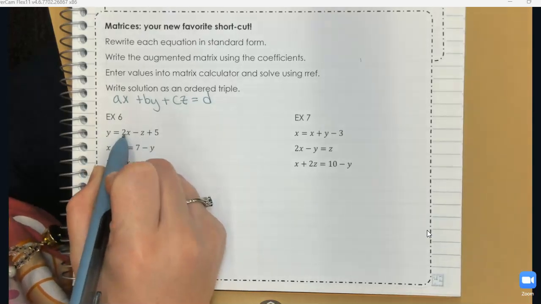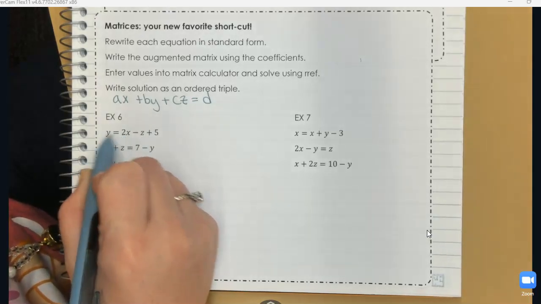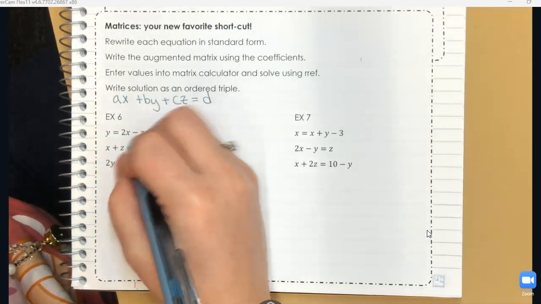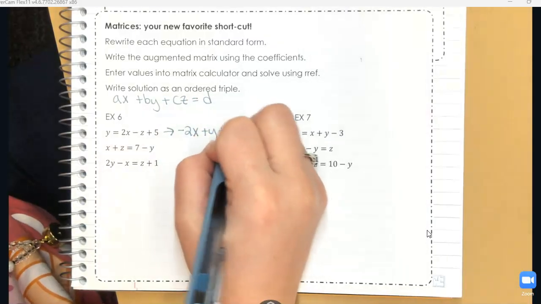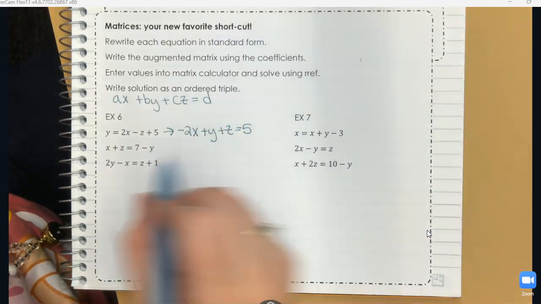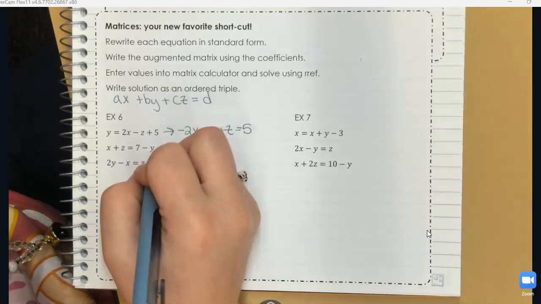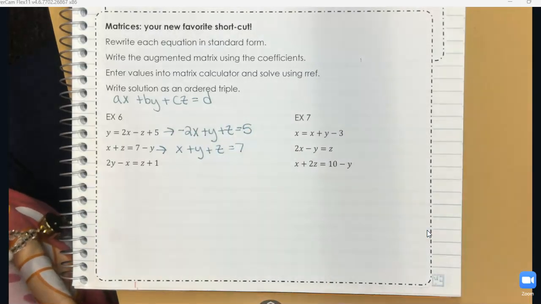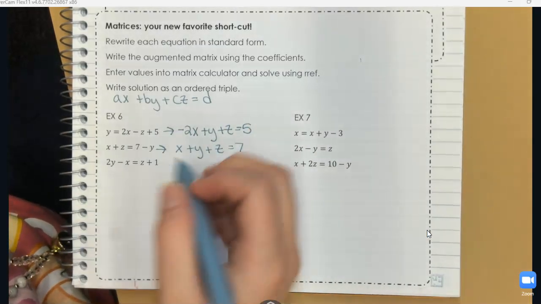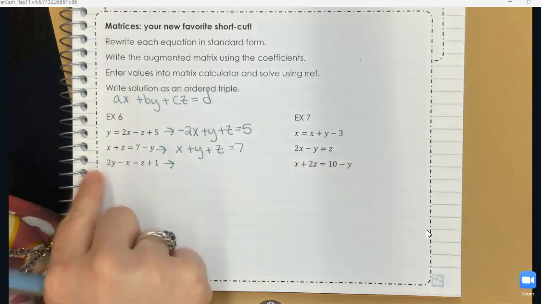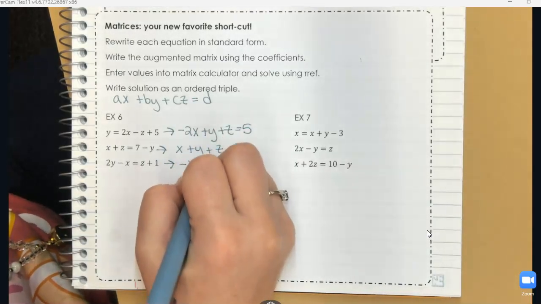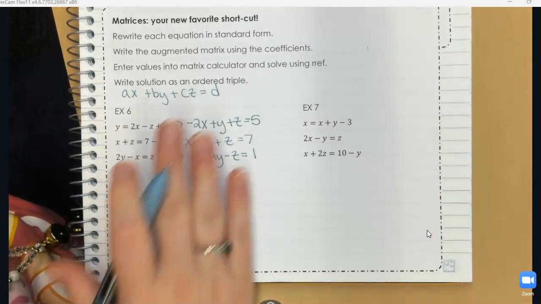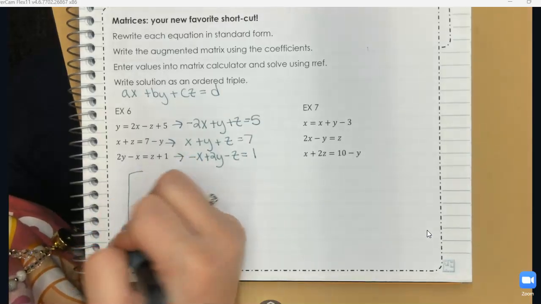So looking in the first equation, I need to fix this by moving 2x over and z over. In doing that, I'm going to end up with negative 2x plus y plus z equals 5. On my second equation, the only thing that needs to move is the y, so I will get x plus y plus z equals 7. And then on the third one, all I need to move over is the z, but I want to put x in the front. So negative x plus 2y minus z equals 1. Now that I have my equations all in standard form, I can write my matrix.